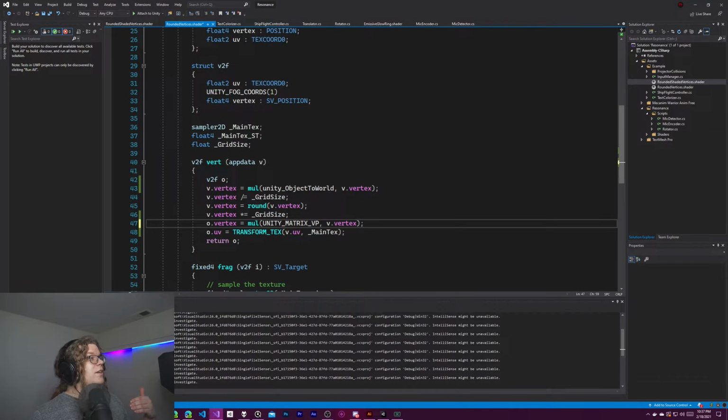Basically, we move the thing from object space into world space. Your vertex shader is going to be passed the object in object space, so relative to itself. And then we need to translate that into world space. That's where our grid is. We do our grid calculations here, and then we're actually going to expand that further.